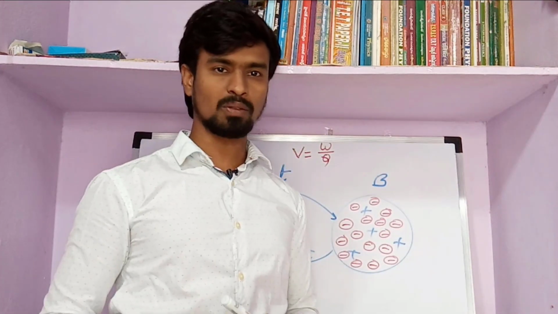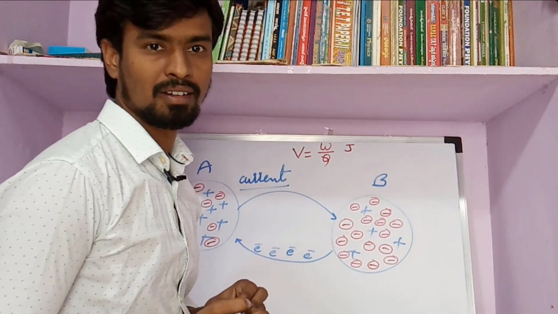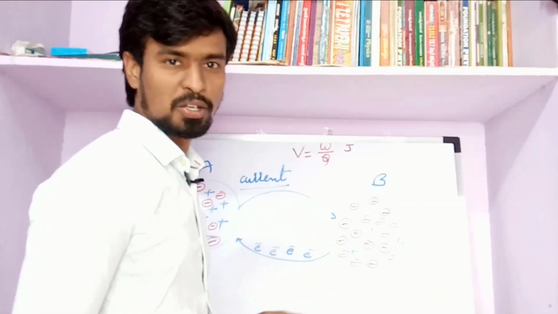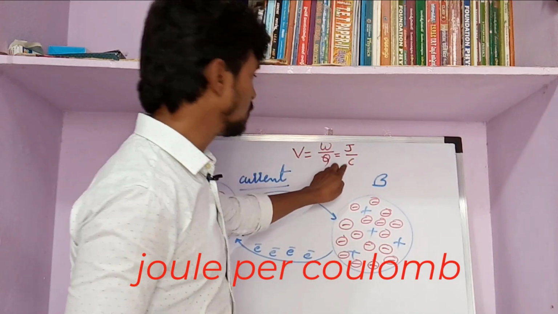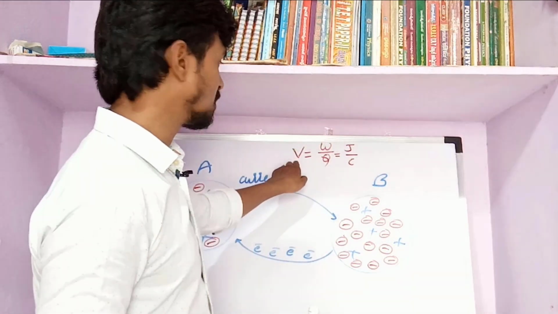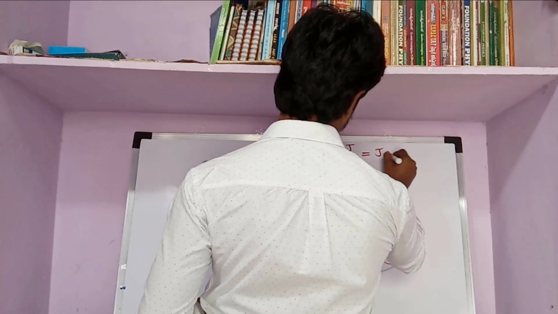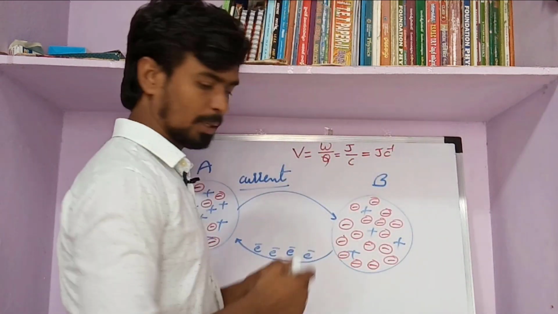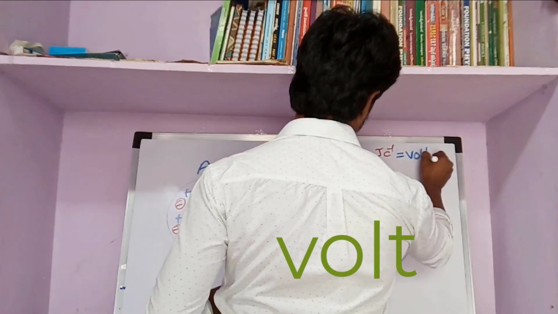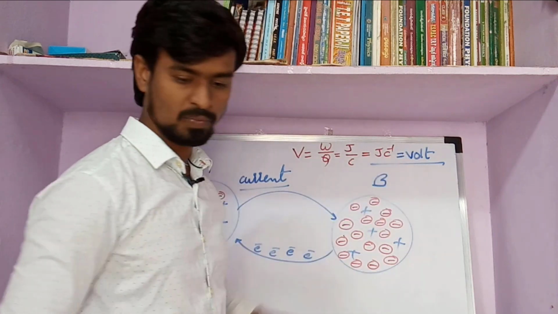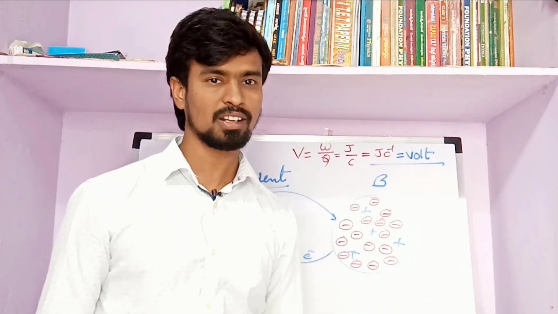We know that the unit of work is joule and the unit of charge is coulomb. So joule per coulomb is the unit of the potential difference. We can write this as J per C, and this we call volt. So the unit of the potential difference is volt or joule per coulomb.